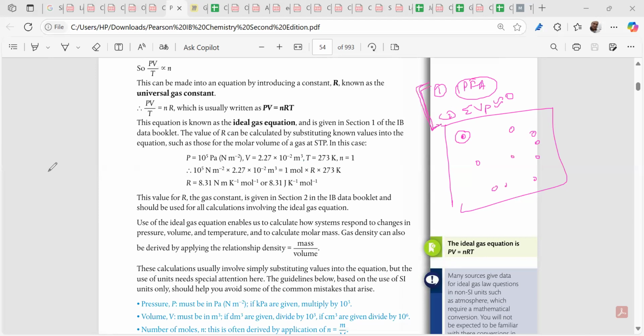And quickly, can you write down this important trick? A real gas will behave like an ideal gas. Please write down this.